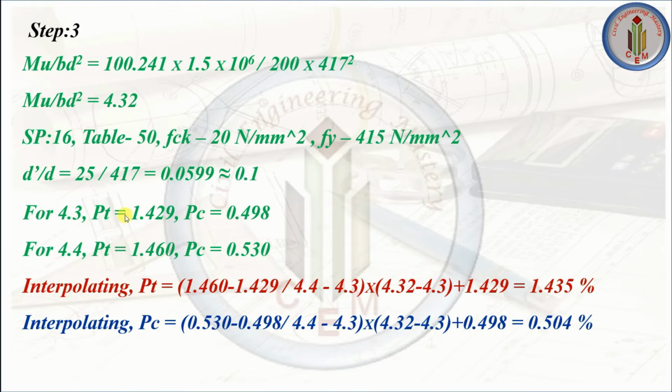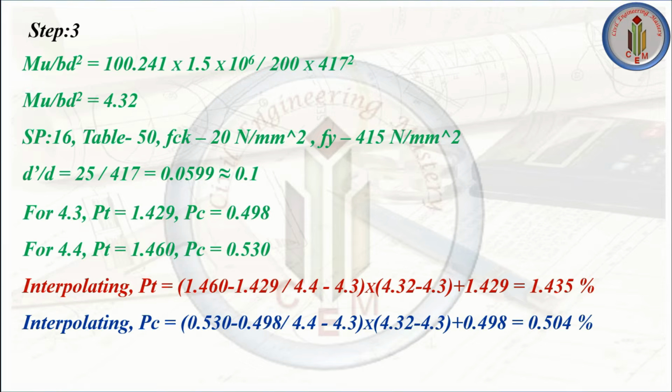So for 4.3 we took the values from table 50. By interpolating those two values, we get the final values. For example, for 4.32 we get 1.435 percentage for tension reinforcement and 0.504 percentage for compression reinforcement. So this is the reinforcement percentage.